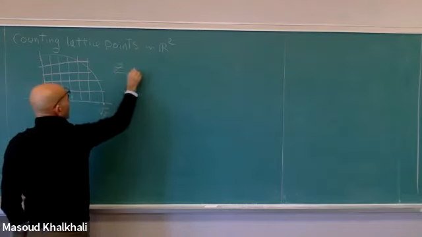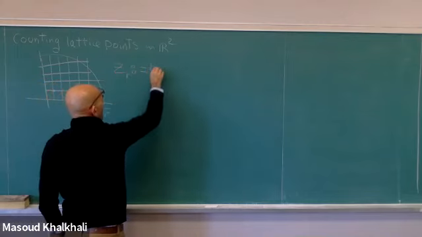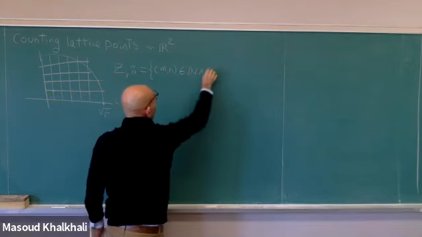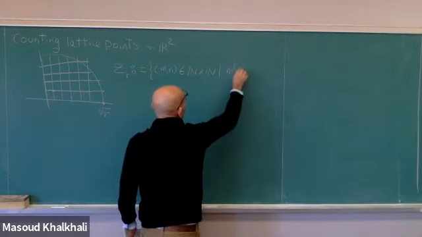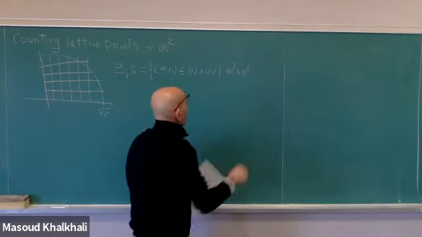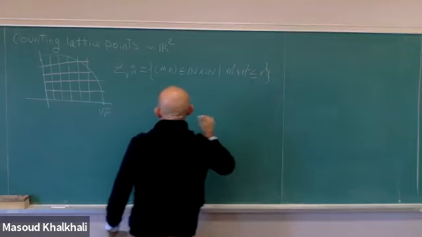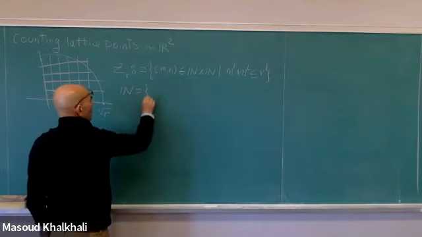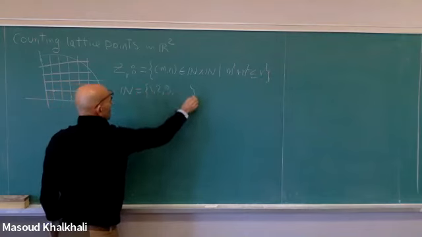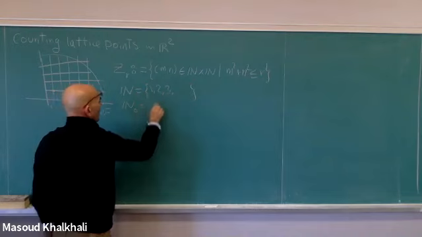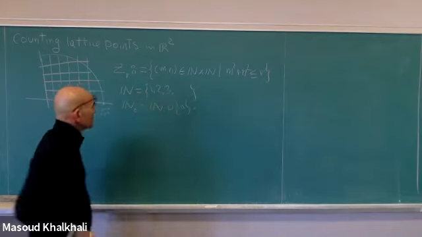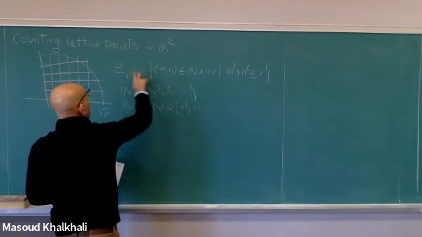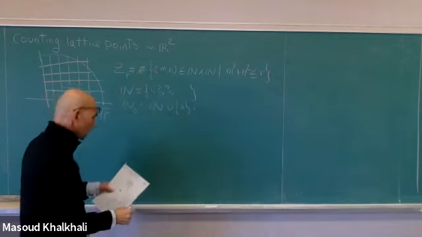So let Z_R, by definition, be the set of all pairs M and N belonging to natural numbers cross natural numbers such that M^2 plus N^2 is less than or equal to R. Natural numbers for me does not contain zero. My convention is 1, 2, 3, and if I write N_0, it means N union 0. That's just a notation, to be clear. Z_R is really the number of such things, and not the set itself.